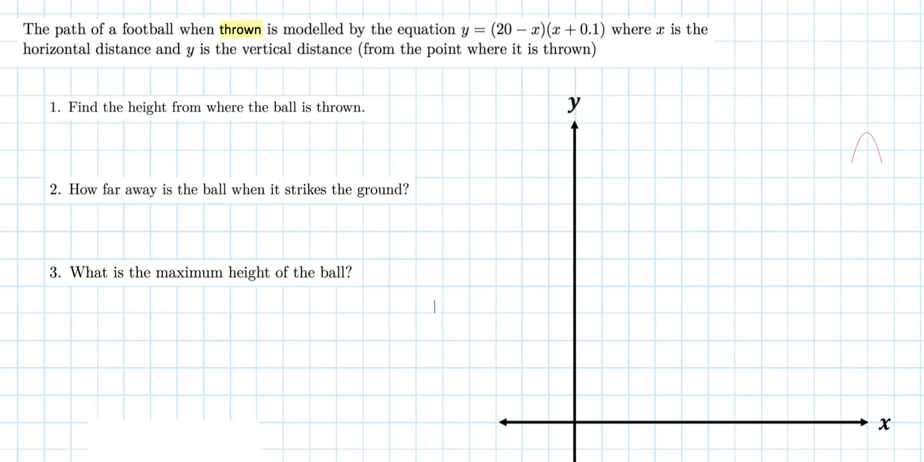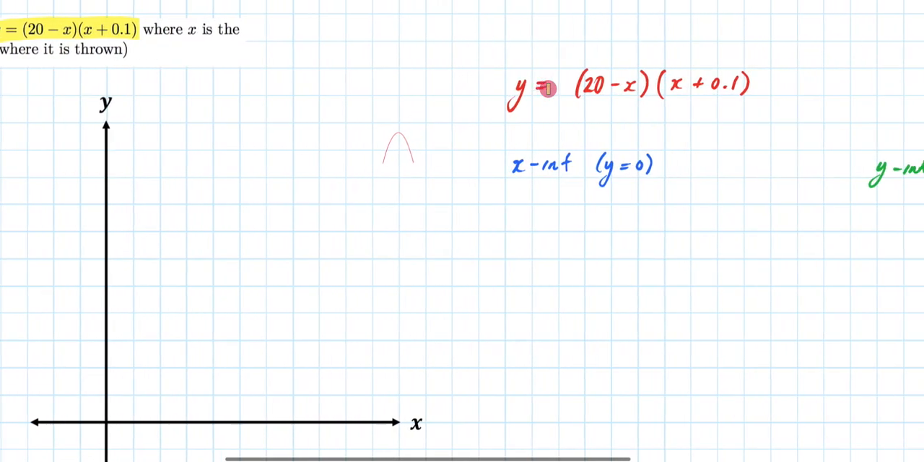Okay, so we have this problem before us, which says the path of a football when thrown is modeled by the equation y equals (20 minus x)(x plus 0.1), where x is the horizontal distance and y is the vertical distance from the point where it is thrown. And then we have a whole bunch of questions we need to answer. But before we jump into these questions, I first want to graph this equation. So let's come over here for a second and do that.